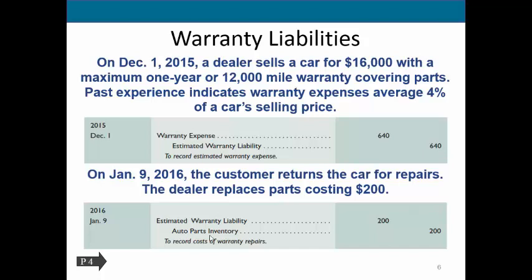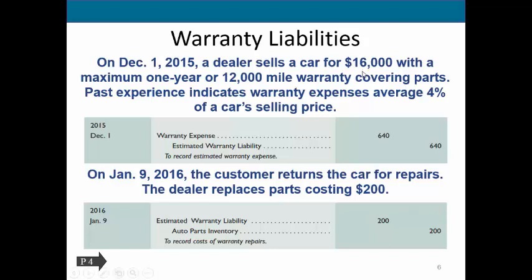So let's look here. On December 1st, 2015, a car dealership sells a car for $16,000, and it has a 1-year or 12,000-mile warranty that covers parts. Based on the company's past experience, they find that they typically have warranty expenses of about 4% of the sales price. So as soon as we make this sale, we need to record the revenue for this sale, but we also need to recognize any expenses related to this sale, and in this case, we have a warranty expense.